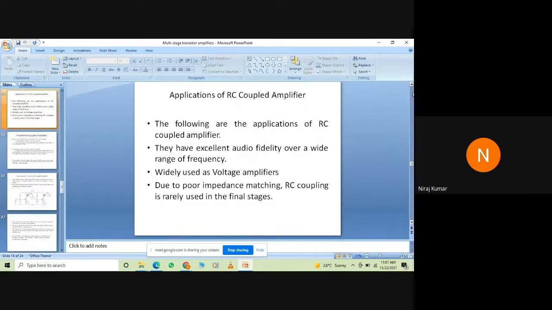Now the applications. The RC coupled amplifier is used in voltage amplifiers. It is the most demanding application, and we can use the RC coupled amplifier there. Due to the poor impedance matching, RC coupling is rarely used in the final stage.